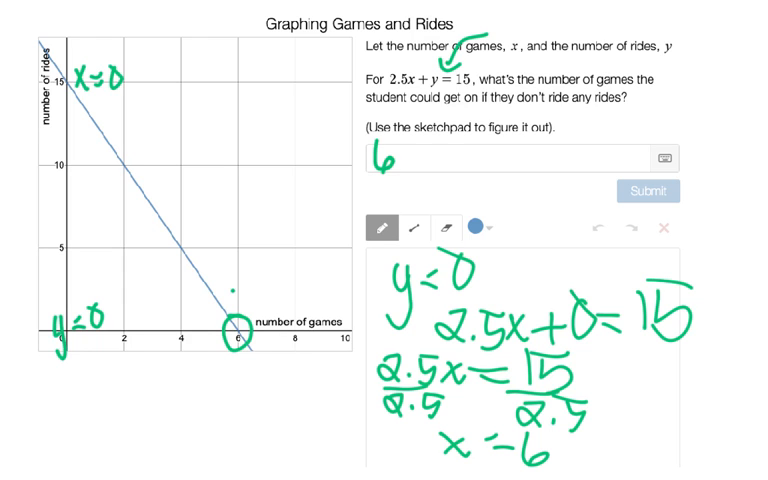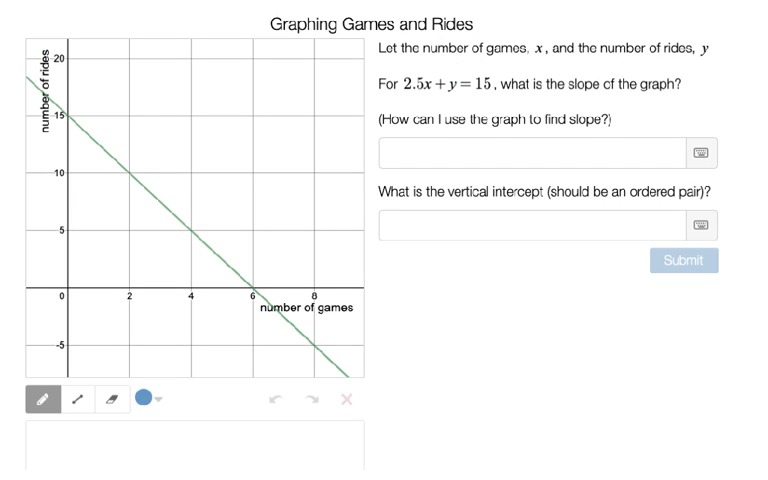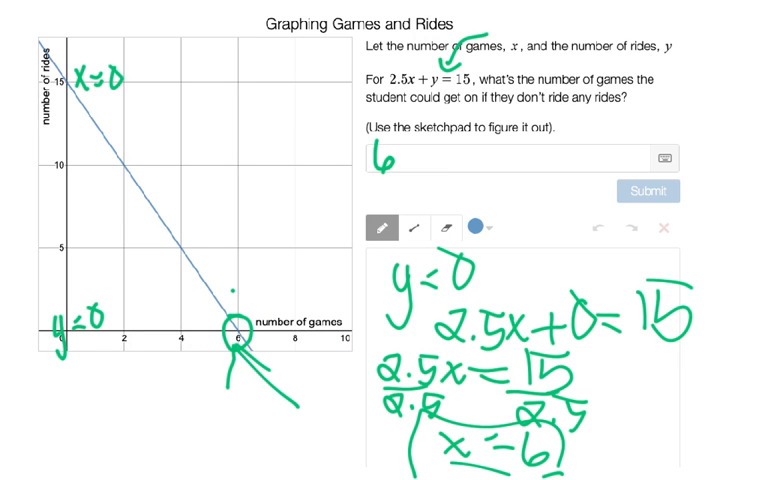X is equal to 6. Wow, look at that. It's the same exact thing. So I could either use a graph or I can use the equation. Awesome. All right, so let's stop there. I want you to go back and think about it, and make sure you got everything down.